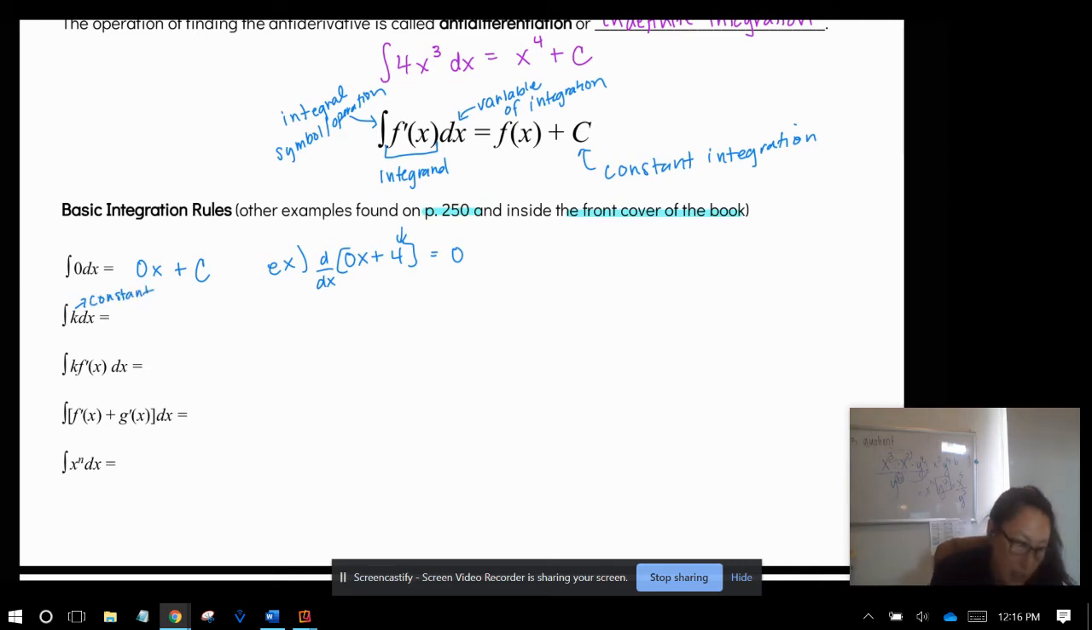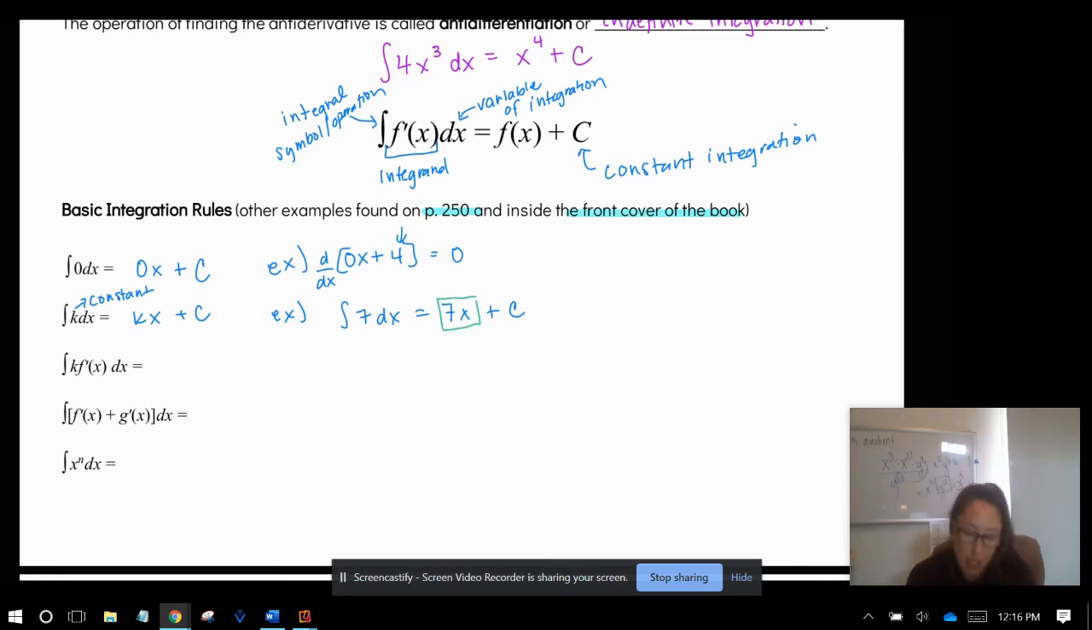Okay. So if I have the integral of a constant, then I am going to end up with kx plus c. An example of that would be the integral of 7 dx is equal to 7x plus c. If I took the derivative of 7x, I would get 7. The derivative of a constant is 0.